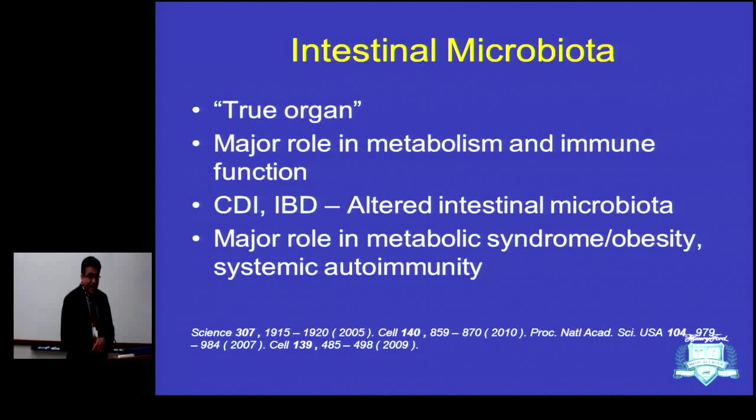And now we know that intestinal microbiota is a true organ in itself. It has a major role in metabolism and immune function. And in Clostridium difficile infection and inflammatory bowel disease, for example, we have altered intestinal microbiota. And now we know that intestinal microbiota plays a huge role in metabolic syndrome, obesity, systemic autoimmunity, in transplant rejection. So the list goes on and on now.